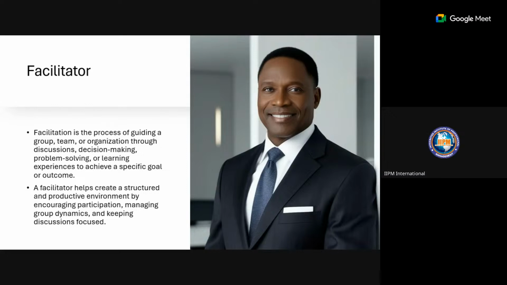Now, the key word facilitation is the process of guiding a group, a team, or an organization through discussions, decision-making, problem-solving, or learning experiences to achieve a specific goal or outcome. So a facilitator is more like a consultant who understands the problem of the people that is going to be helping in understanding the knowledge and helping them in applying the knowledge so as to achieve results. So every facilitation experience or every facilitation is aimed at achieving a goal.